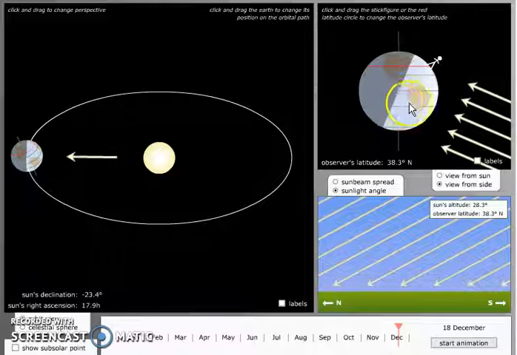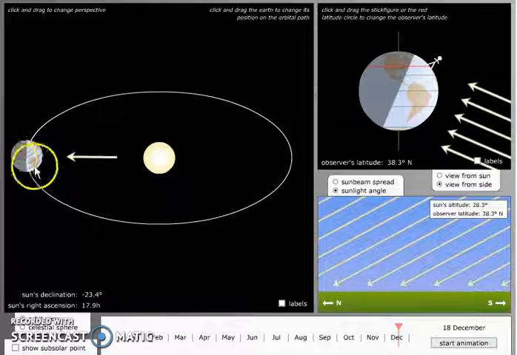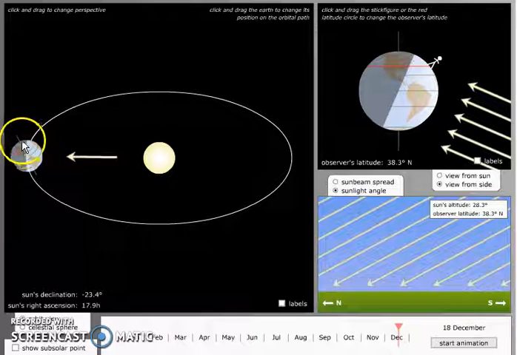So this will show you the close-up of what's happening for our little observer as the Earth makes its orbit around the Sun. The orbit around the Sun is why we see a change in seasons throughout the year. We're going to start off at this position here. When Earth is at this position here, we can see that the northern axis is tilted away from the Sun, and the southern axis is tilted towards the Sun.